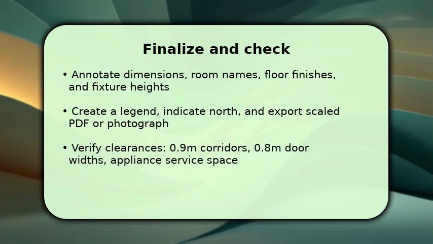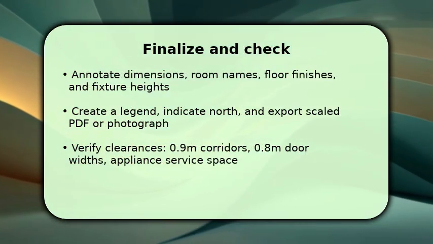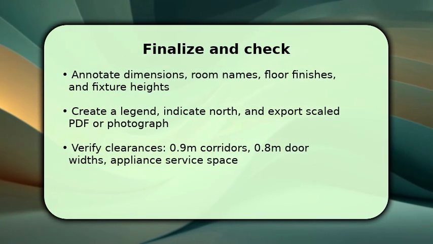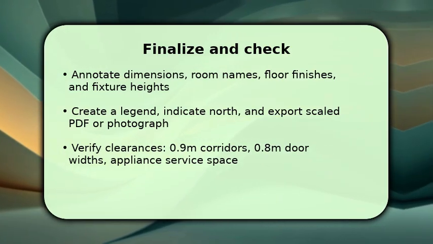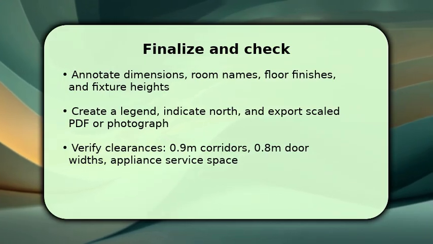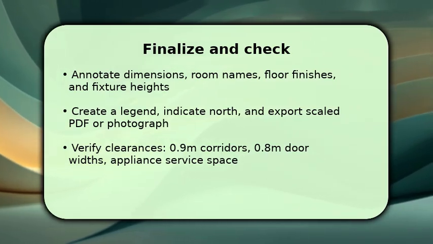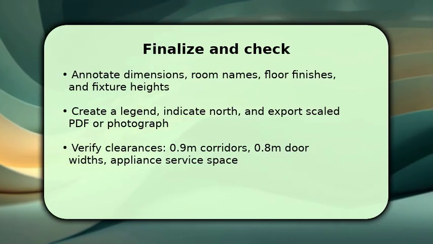You finish by labeling everything clearly: dimensions, room names, finish notes, and fixture heights. Once done, add a legend and a north arrow, then produce a scaled PDF or high-res photo for sharing. Measure key clearances like corridors and doorways to confirm usability.